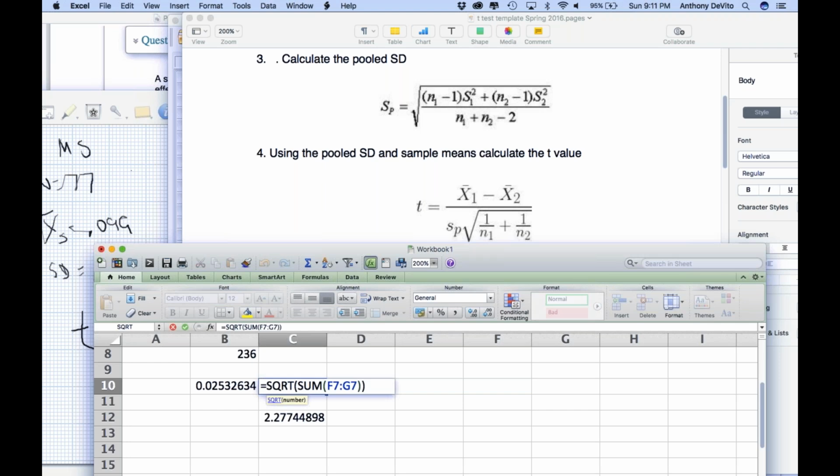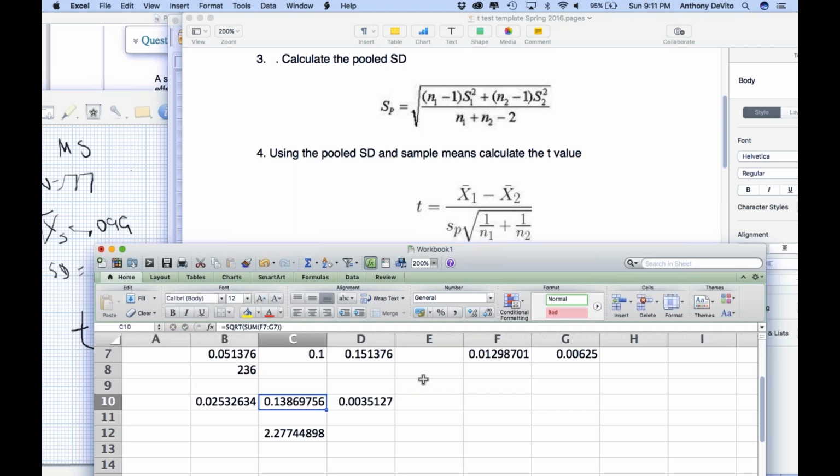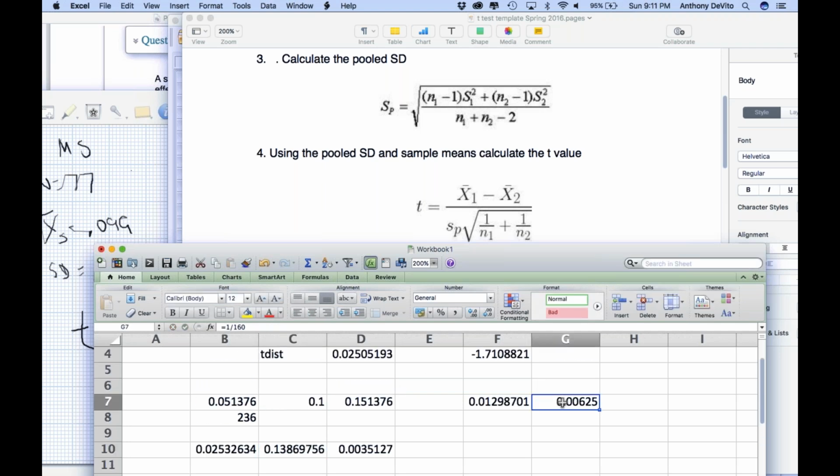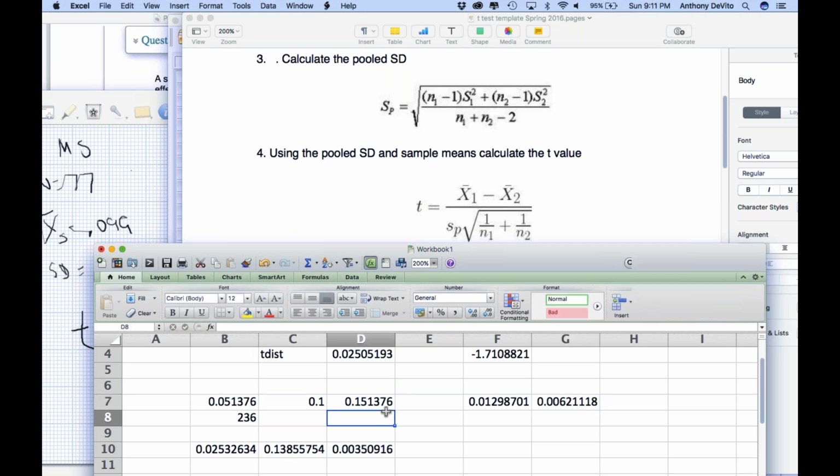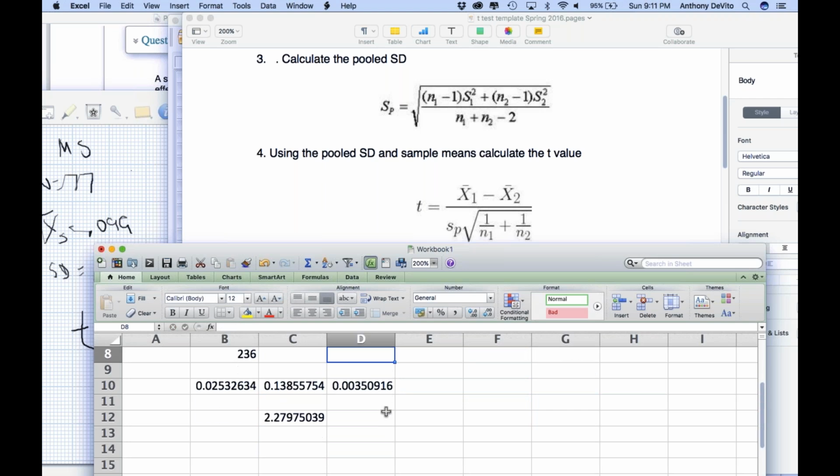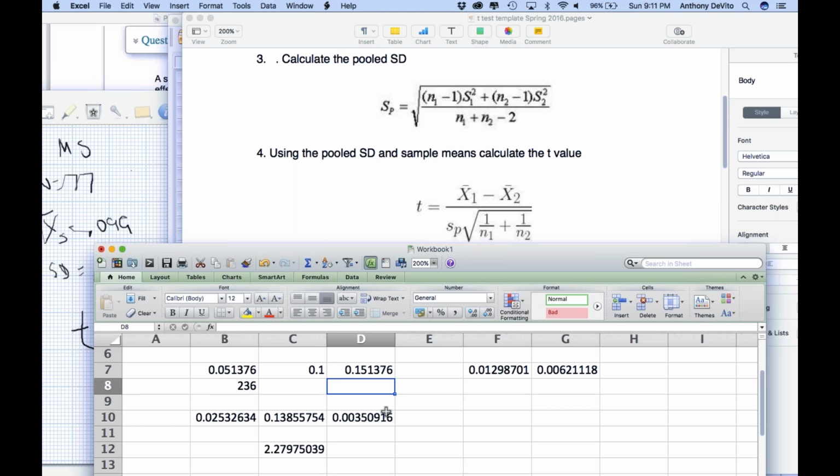Actually, one of the nice things about Excel is I can go back in here and fix this. How's that? Oh, no, it still didn't come out right. The 1 over 161. Did I get this one right? 1 over 77. Well, I'll go ahead and check it.